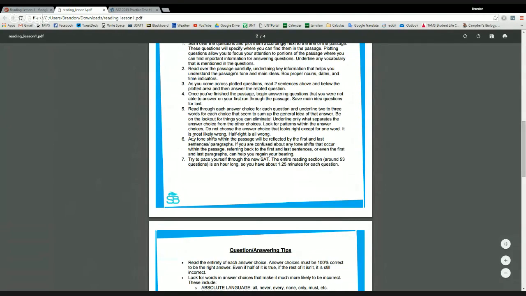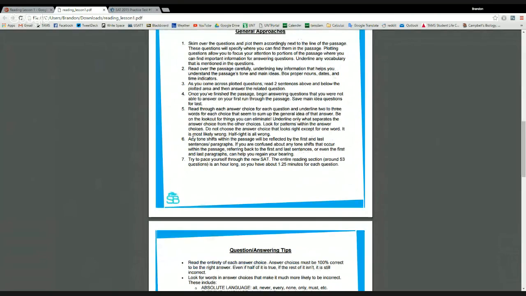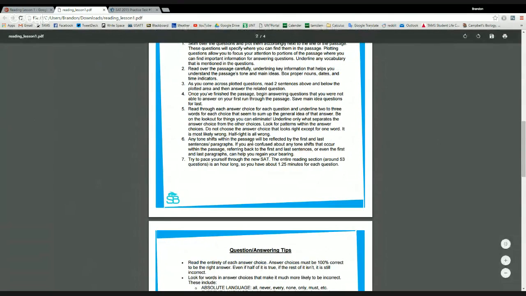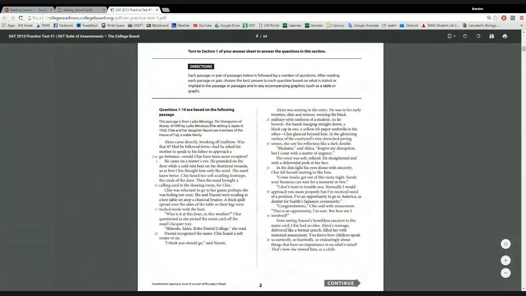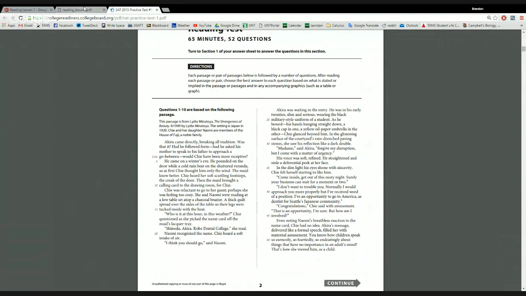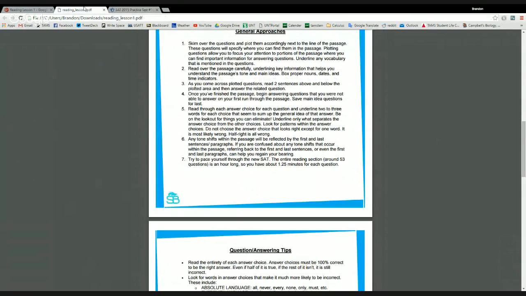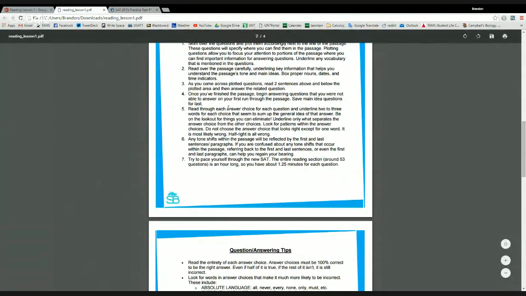Any tone shifts within the passage can be reflected by the first and last sentences or paragraphs. If you're confused about any tone shifts that occur within the passage, refer back to the first and last sentences or even the first and last paragraphs to help you regain your bearing. So if you're not exactly knowing what's going on in the passage, first things first, you should read the first paragraph and last paragraph to get what the author is really talking about, as the first and last paragraphs are a good summary of what's in the passage.